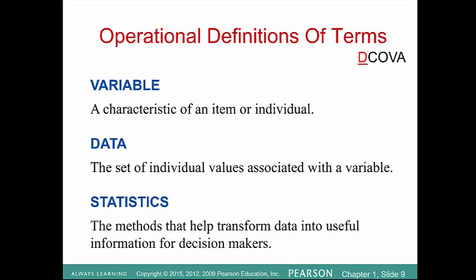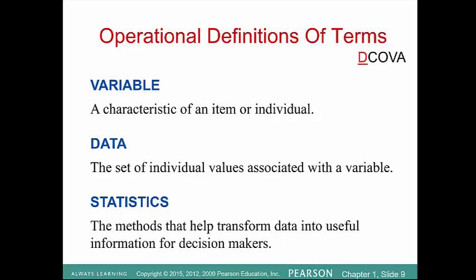Data, the set of individual values associated with a variable. Going back to your physical description, the variable eye color can carry many different values. Green, blue, or brown. Let's suppose your eyes are green. Your hair color may be black, and your height is 5'6". For any one person, these variables will hold only one value for each variable, and that set of values would be data about the person.